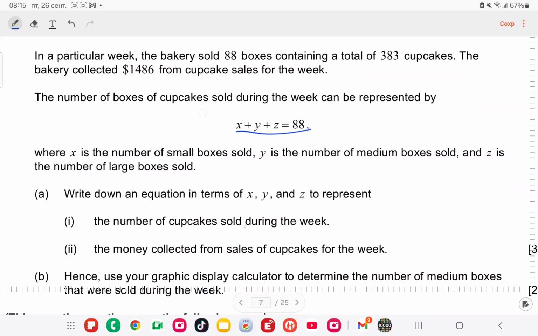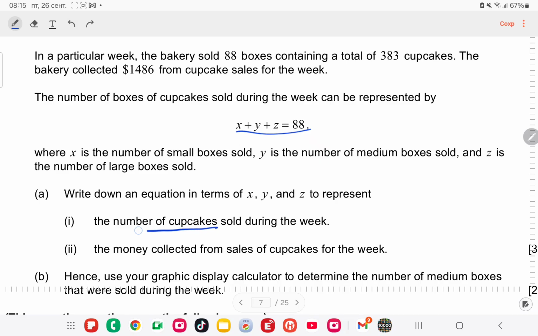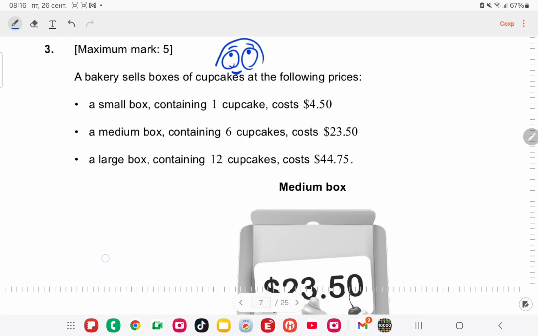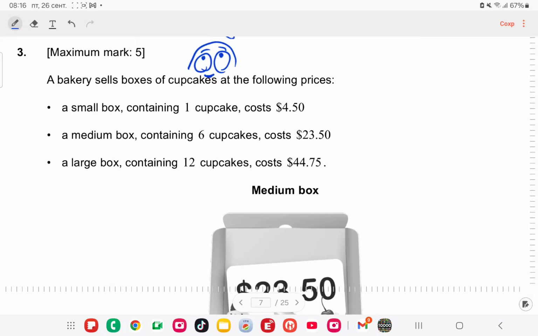So the number of cupcakes during the week is a condition of the equation. The keyword here is number of cupcakes. Here, the money collected, so this is about the money collected. Okay, let's have a read first. A bakery sells boxes of cupcakes at the following prices. The small box containing one cupcake costs $4.5.